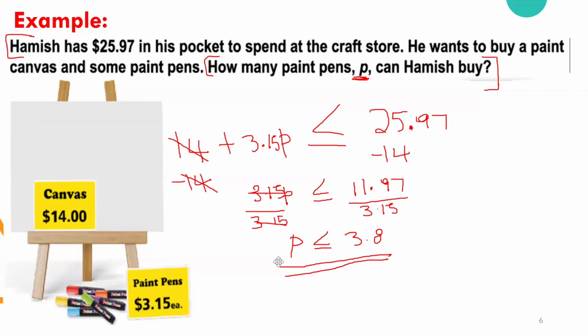In my next video, I am going to teach you how to solve the inequality and represent the solution on a graph.